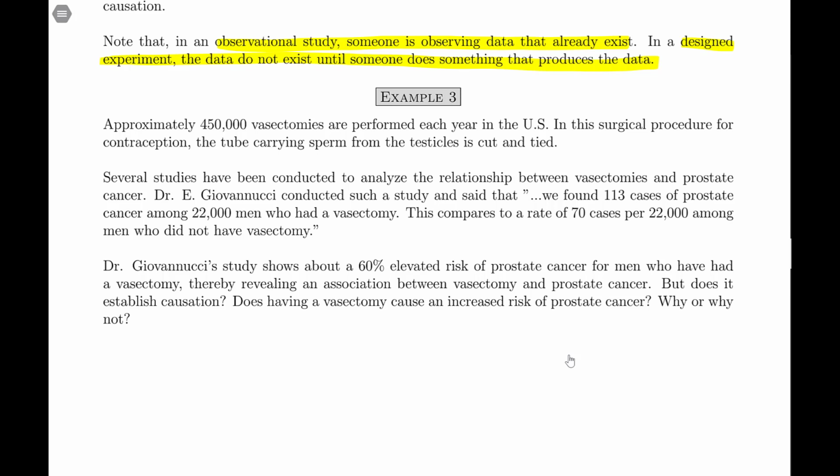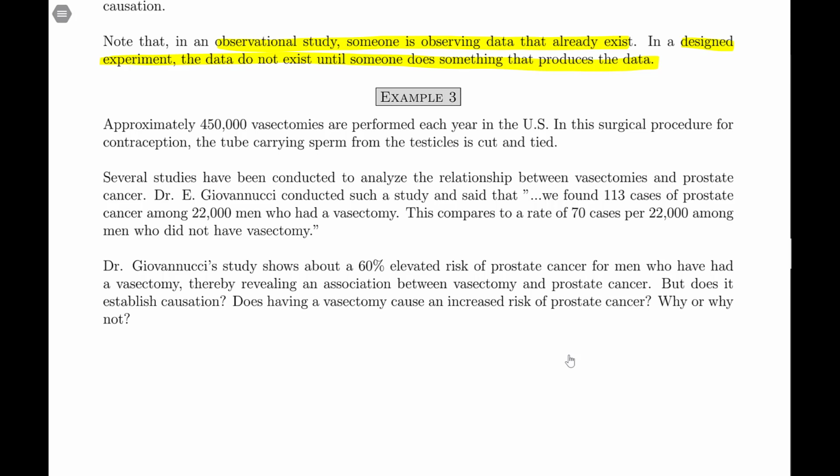The tube carrying the sperm from the testicles is cut and tied. There have been several studies conducted to analyze the relationship between vasectomies and prostate cancer. Dr. E. Giovannucci conducted such a study, and he found 113 cases of prostate cancer among 22,000 men who had had a vasectomy, which compares to a rate of 70 cases per 22,000 men who did not have a vasectomy. So Dr. Giovannucci's study shows that there's about a 60% elevated risk of prostate cancer for men who had a vasectomy, thereby revealing an association between vasectomies and prostate cancer.